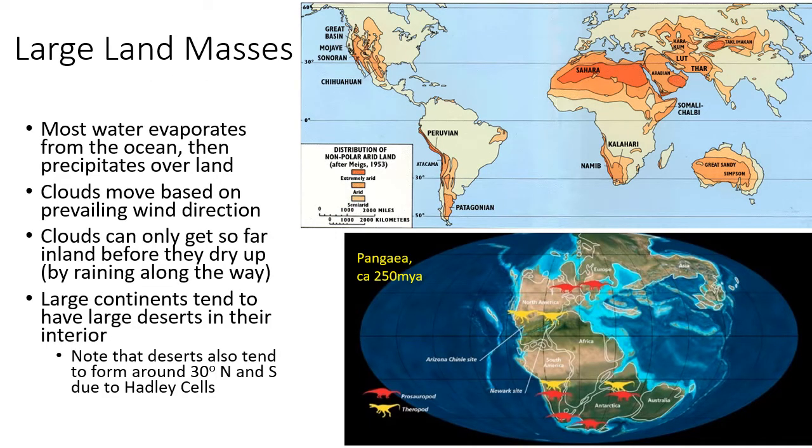Sticking with land masses, large land masses can regulate or influence climate, and the center of those land masses is typically deserts. The reason for that is most of your water is evaporating from the oceans. As it evaporates from the ocean, some of it just precipitates over the ocean and rains back into the ocean, back where it came from. But some of those clouds will move over land. So the wind will blow the clouds in the prevailing direction and move those clouds over land where they will precipitate out.